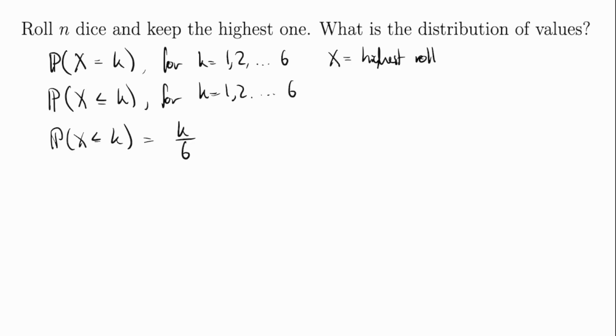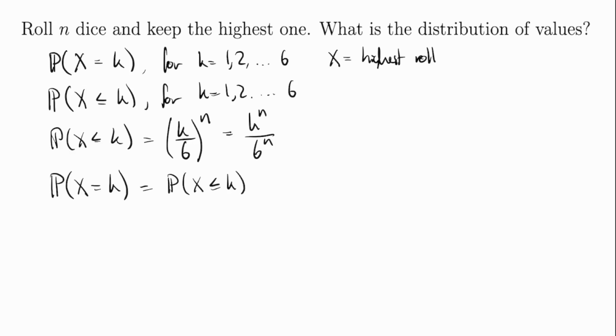That's for a single dice, and so for n dice, this is just k over 6 raised to the power of n. And we can actually also just raise the numerator and denominator by the power of n, so this is just equal to k to the n over 6 to the n. Okay, and now I'll write down an equation and explain it after. So the probability that x is equal to k is the probability that x is less than or equal to k minus the probability that x is less than or equal to k minus 1.